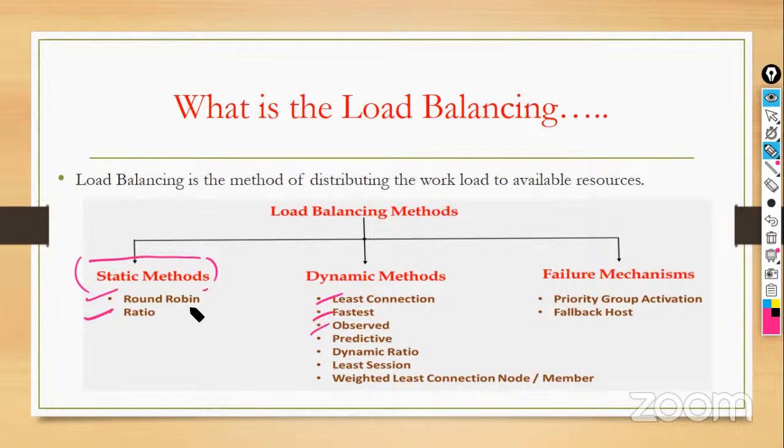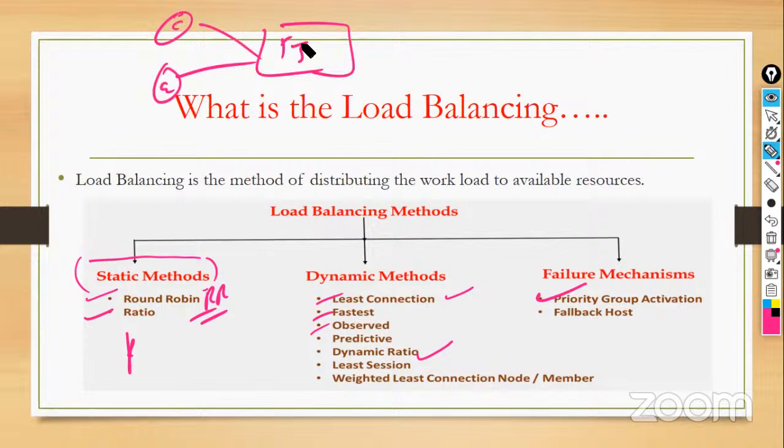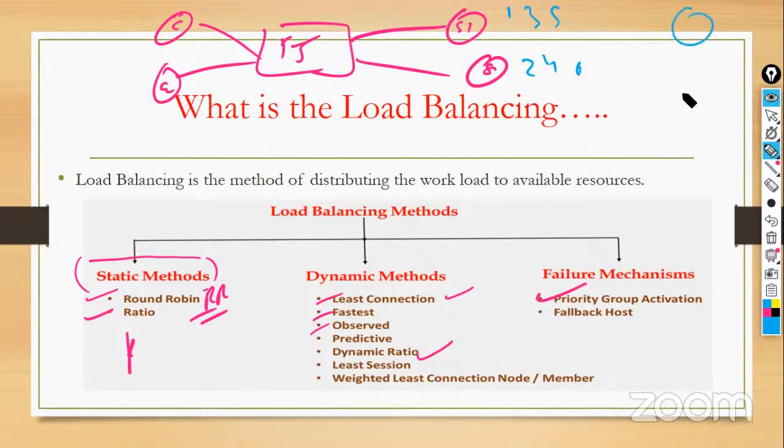Mostly people are using round robin. Ratio also people are using, and priority group also. Least connection too, but people mostly use RR. So in RR, what happens? This is the client, this is the client. These are connected to your F5, and F5 is connected to server one, server two. In RR, one request moves here, the second here, third here, fourth here, fifth here, sixth here.